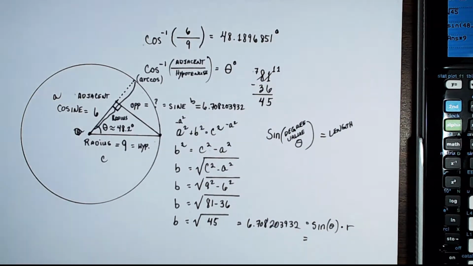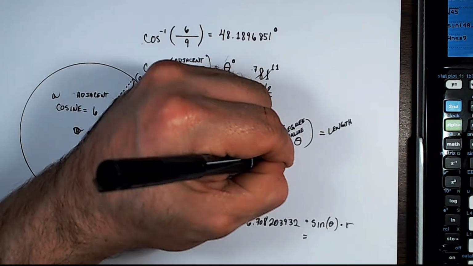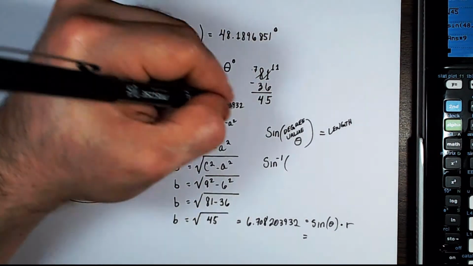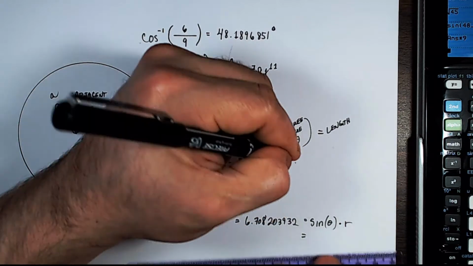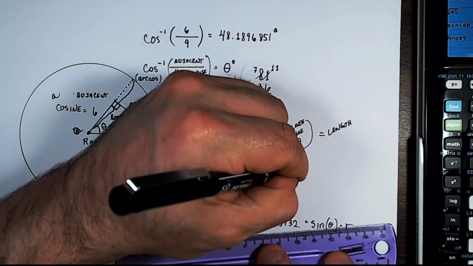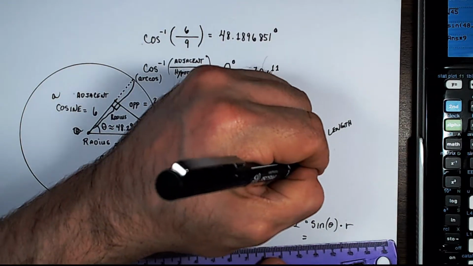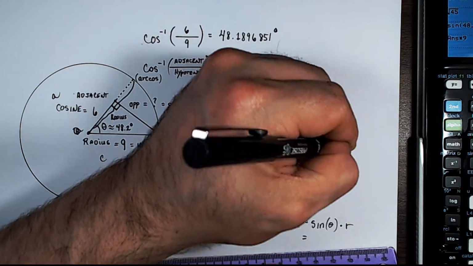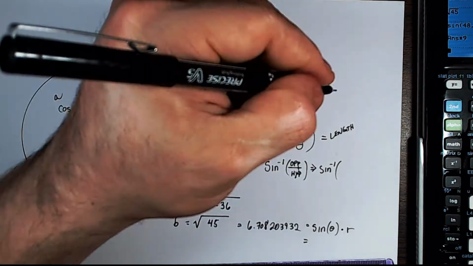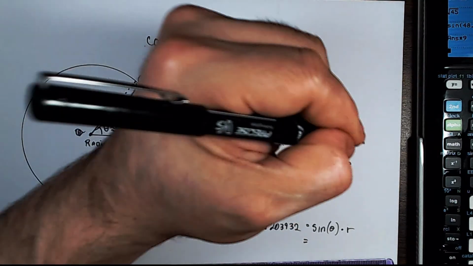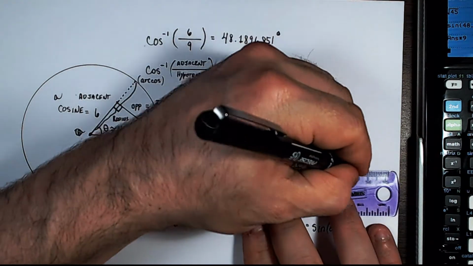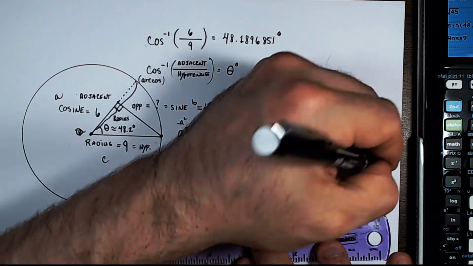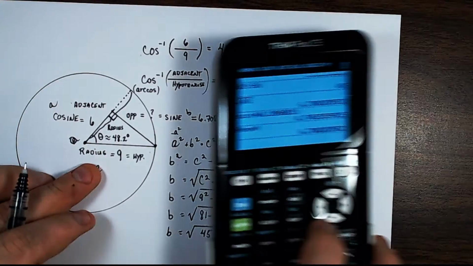we can actually use the arc sine of our opposite side over our hypotenuse length, and we should get the same angle. So this would be arc sine, or inverse sine, of 6.708 and so on over 9, which should equal something really close to 48.1896851.